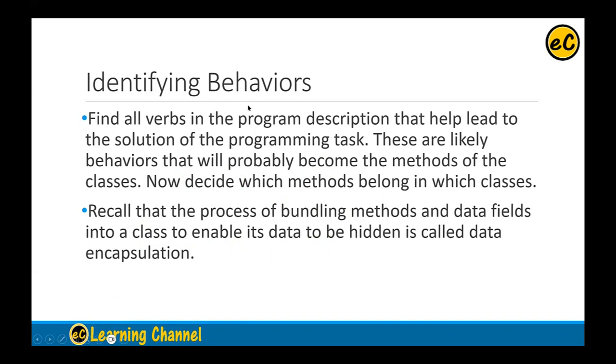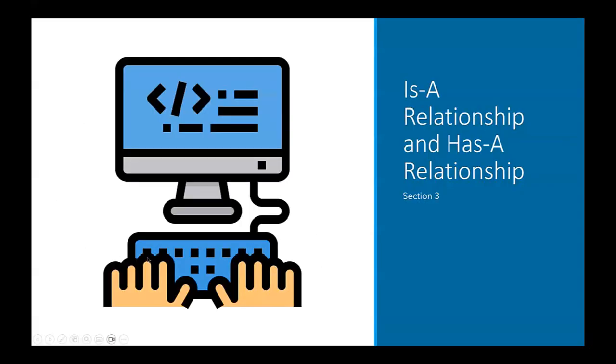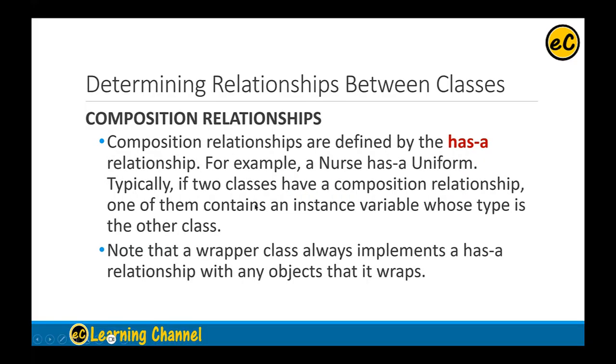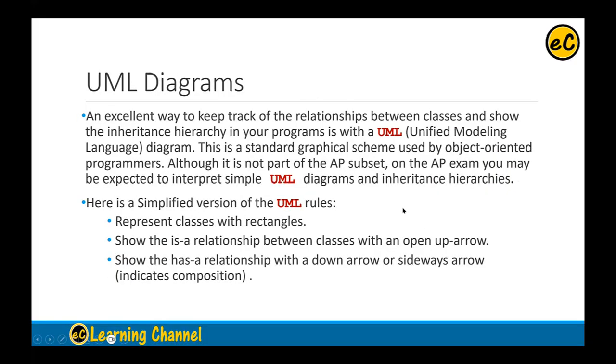And then next, you need to identify the behavior. Behavior is usually the verb in the sentence. Next, you need to know about the is-A and has-A relationship. Just use the concept of is-A and has-A, and you will figure out whether it should be is-A or has-A. This part is easy. And then you can have a UML diagram to model and record your design.